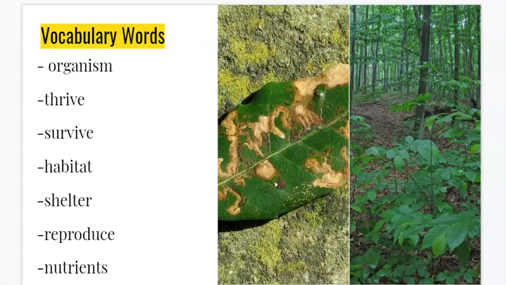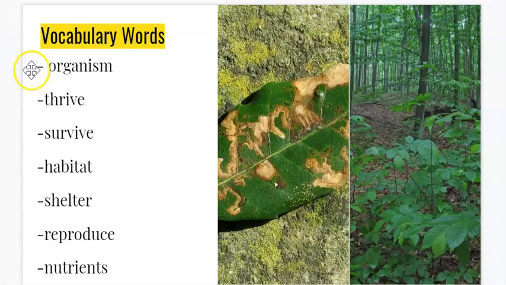Here are our vocabulary words. I'm going to say the word, you repeat after me. Organism, thrive, survive, habitat, shelter, reproduce, nutrients. There's a lot of words here that we haven't talked about in science.